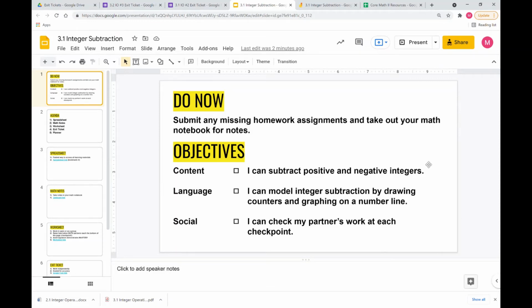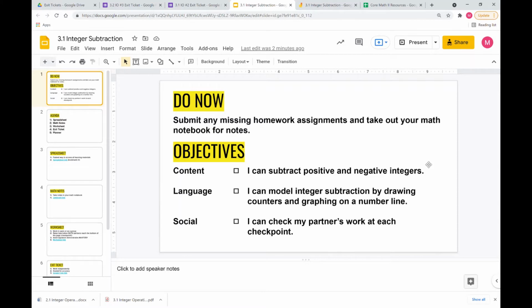Hi students, we are in week 3, day 1, and today we're going to be focusing on integer subtraction. For the do now, make sure you submit any missing homework assignments and take out your math notebook for notes. As a reminder, there's no late work and the last day to turn in things is September, the end of the marking period.